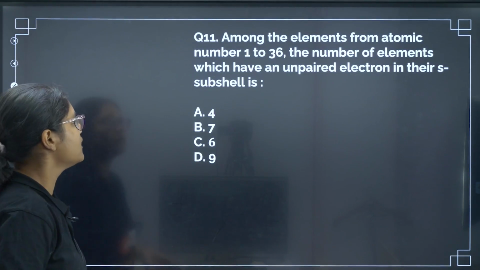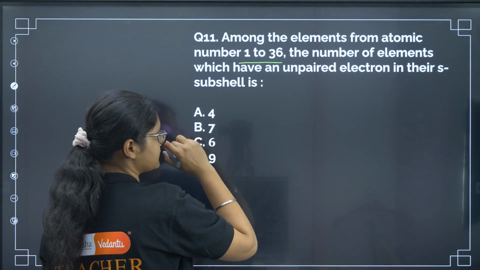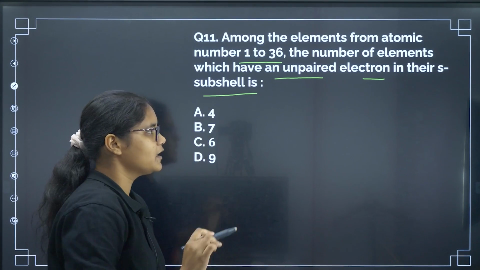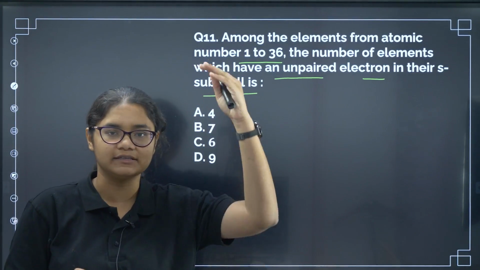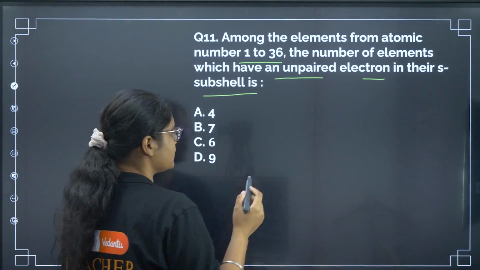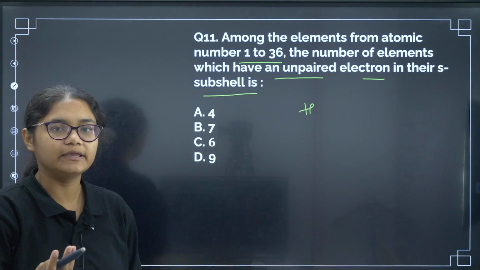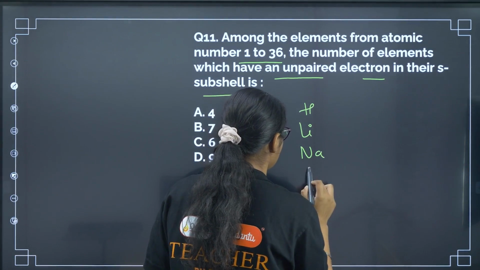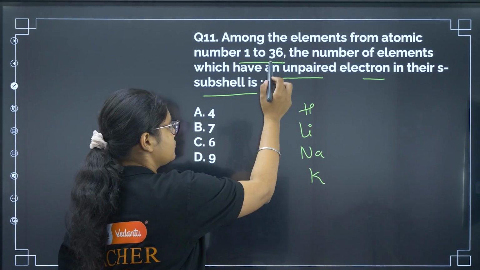Okay, easy question. Among the following elements from atomic number 1 to 36, the number of elements which have unpaired electrons in their s subshell. So there's no formula, nothing involved. You have to just see the electronic configuration and find out the answer. So we have first of all hydrogen, right? It has an unpaired electron. Then helium is not there, lithium, all the group 1 elements, sodium and potassium, right?